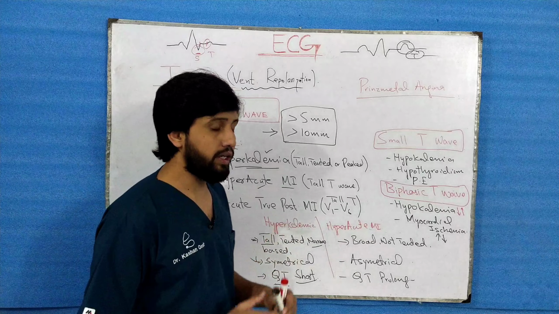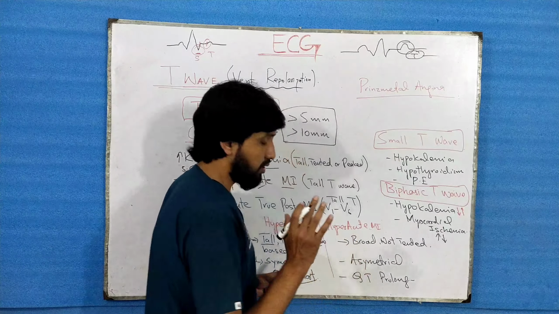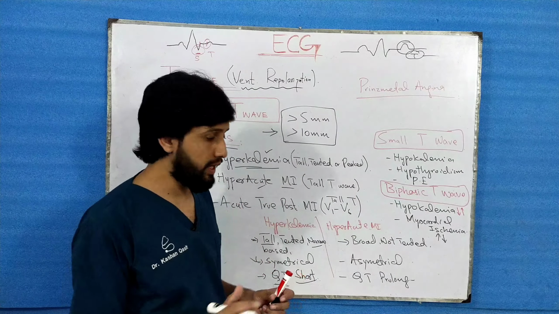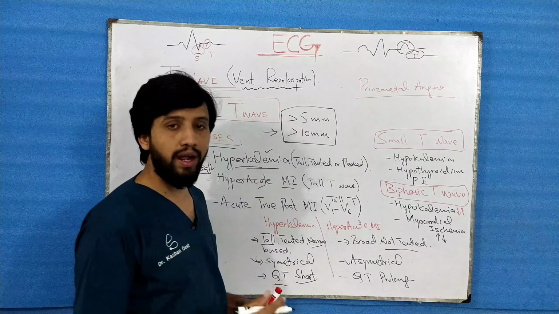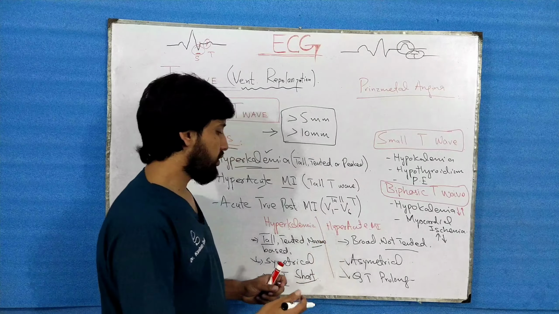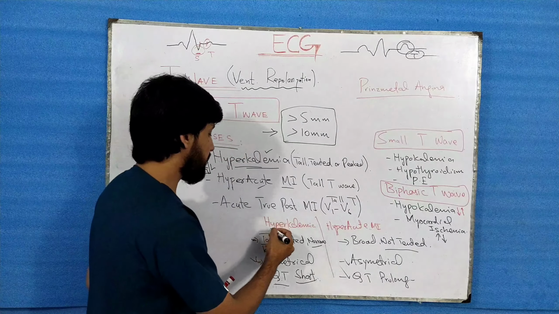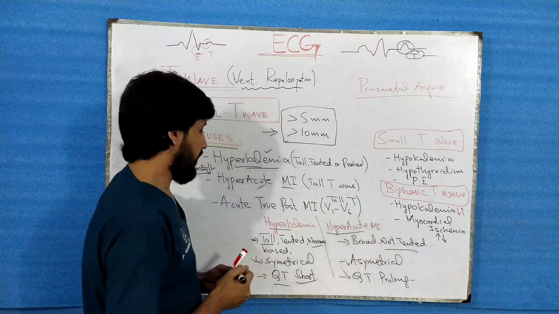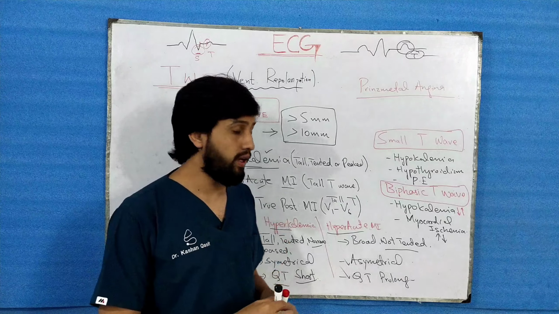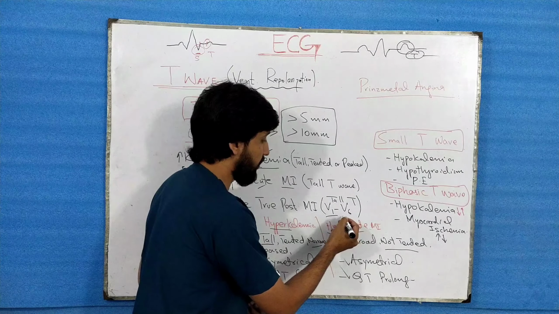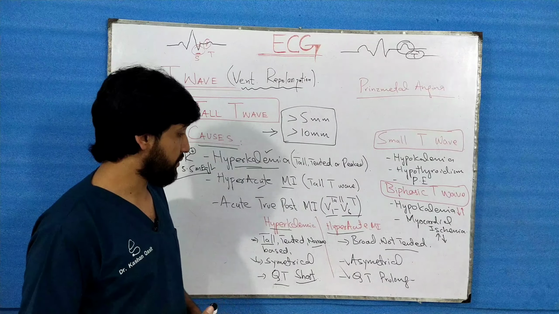But in hyperacute MI, you will notice that the T wave will be broad and it will not be tented. The second thing is the asymmetrical T wave, and the QT will be prolonged. So this is how you will differentiate between these two conditions, hyperkalemia and hyperacute MI. In acute true posterior wall MI, you will also notice the tall T wave in leads V1 to V6.